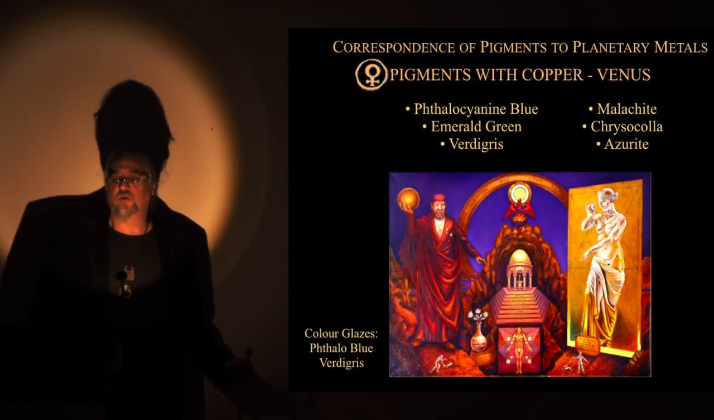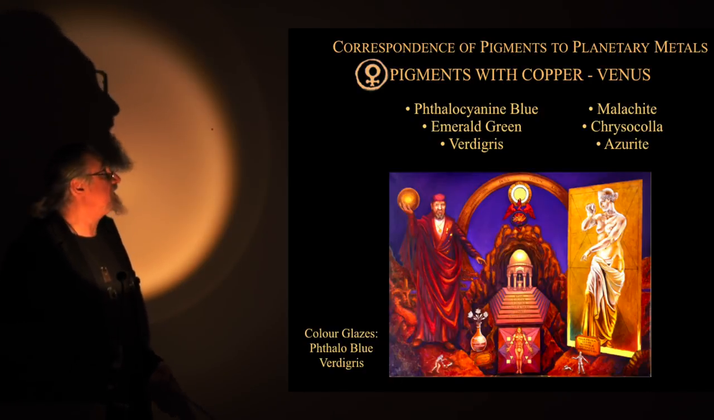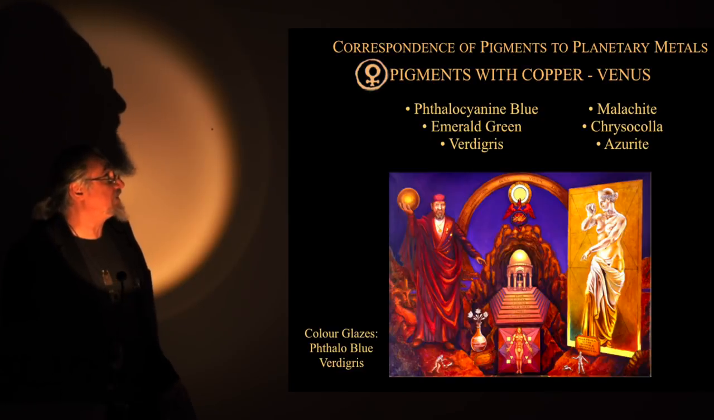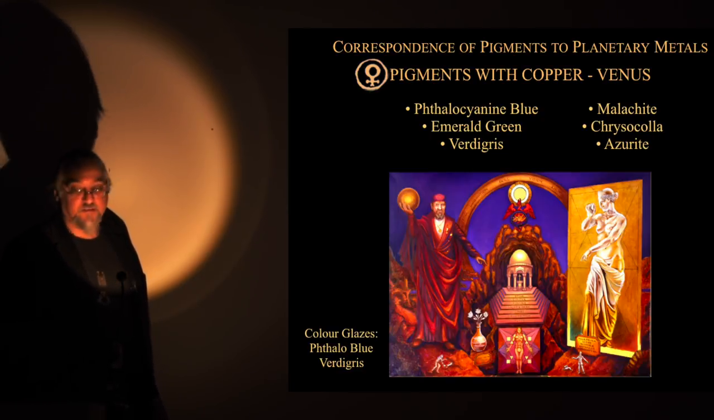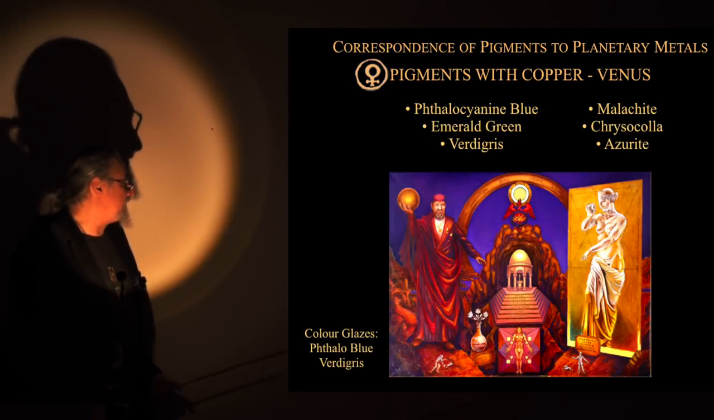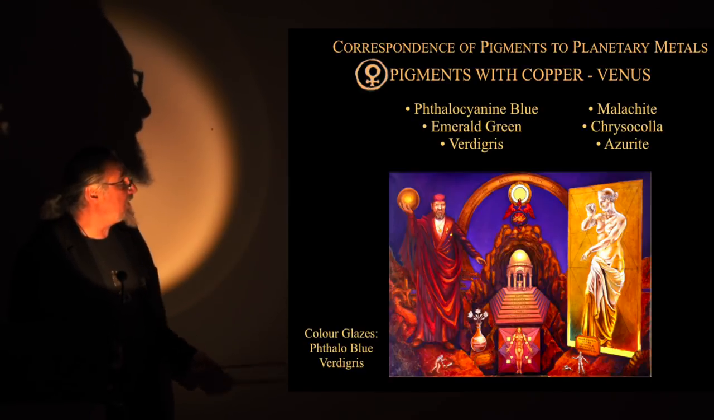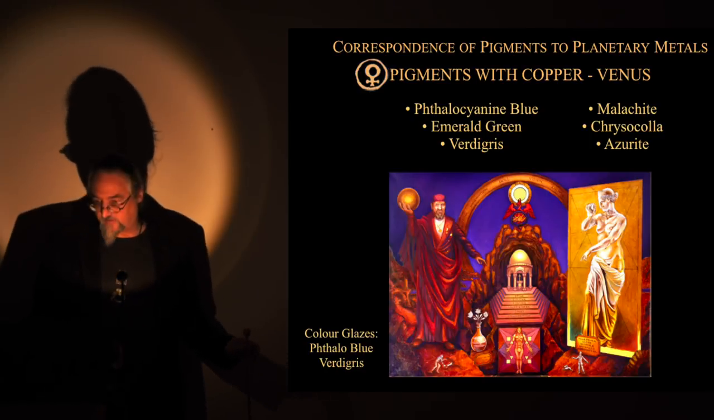Next, we wanted to incorporate Venus, copper, into our paintings, and phthalocyanine blue, emerald green, as well as homemade verdigris would give us that. Malachite, chrysocolla, and azurite being other copper colors. So I was able to incorporate phthalo blue as well as verdigris in my painting when I was glazing over the underpainting of browns.